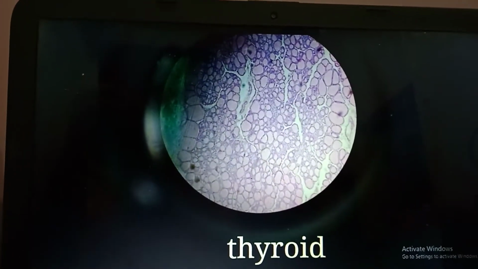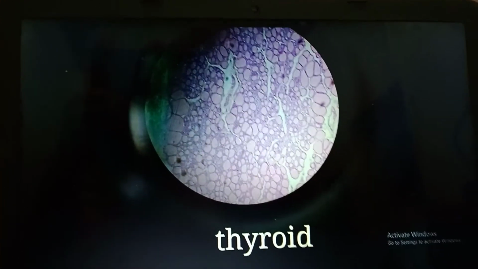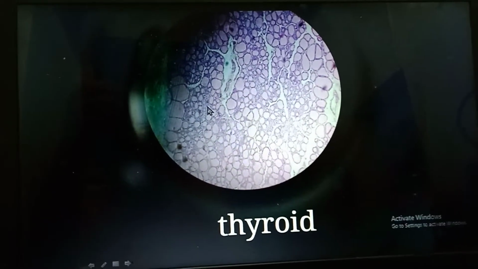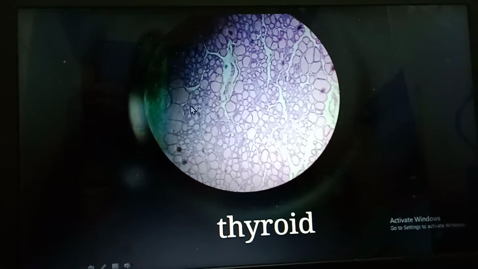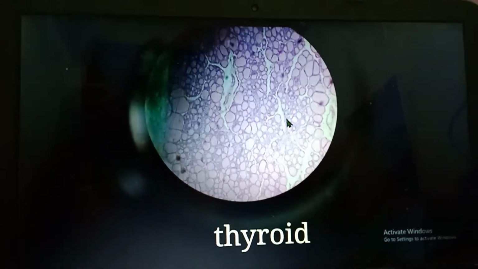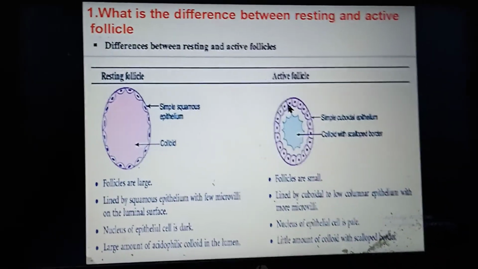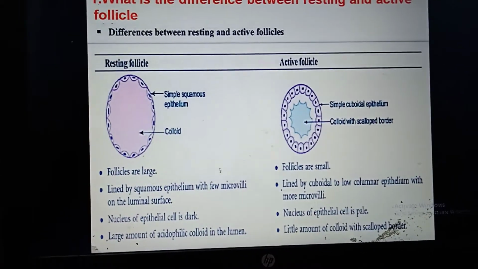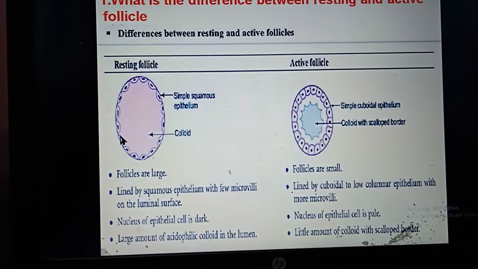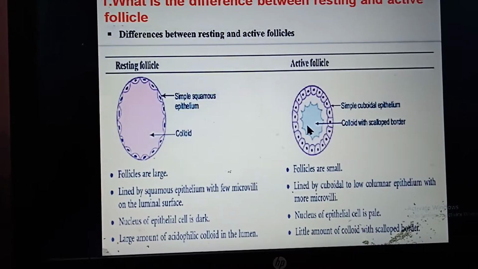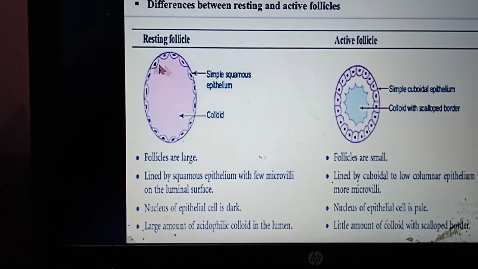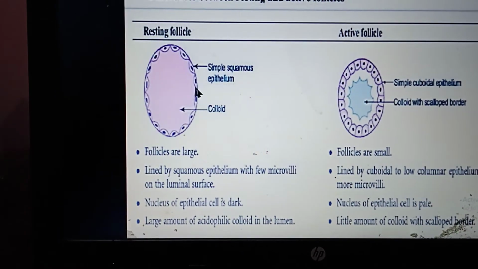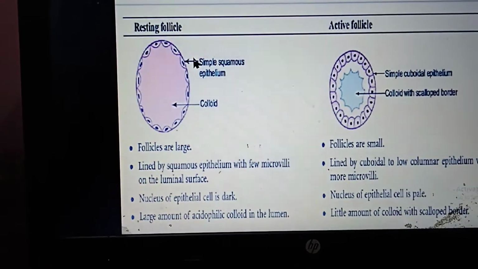This histological slide gives a pebble-stone-like appearance, just like on the sea coast. Now what is the difference between the resting and the active follicle? This is the resting follicle and this is the active follicle. The resting follicle is big in size and this one is small.